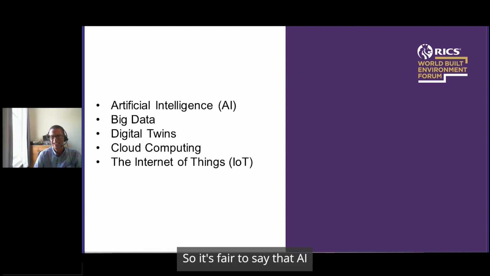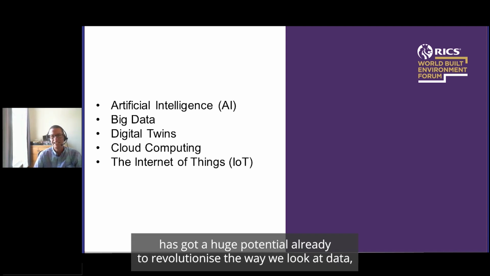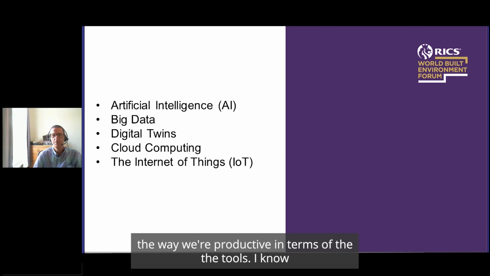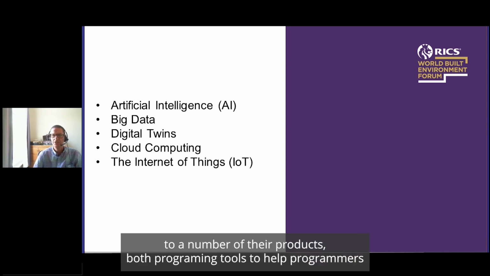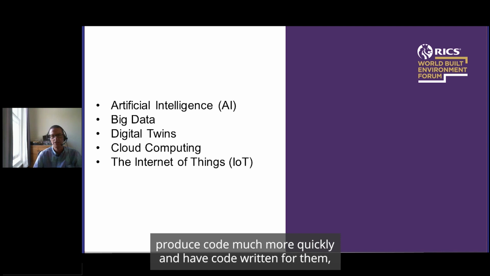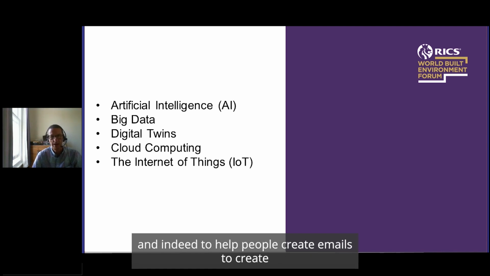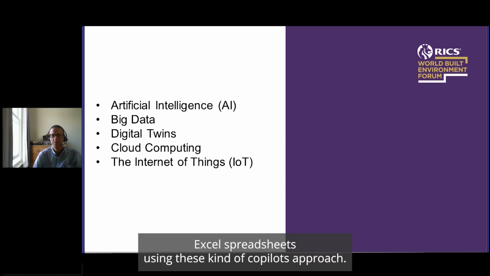So it's fair to say that AI has already got huge potential to revolutionize the way we look at data and the way we're productive in terms of the tools. I know recently that Microsoft have been adding Copilot to a number of their products, both programming tools to help programmers produce code much more quickly and have code written for them, and indeed to help people create emails and Excel spreadsheets using this co-pilot approach.